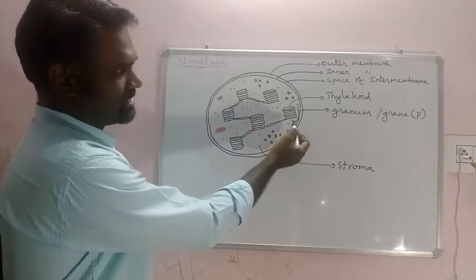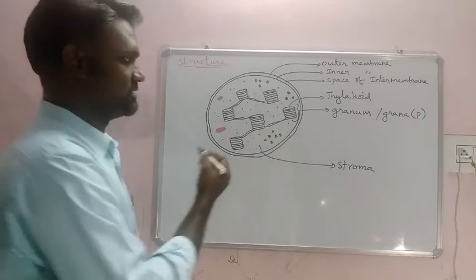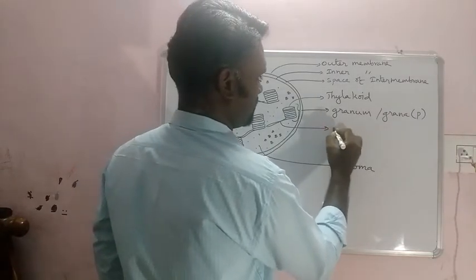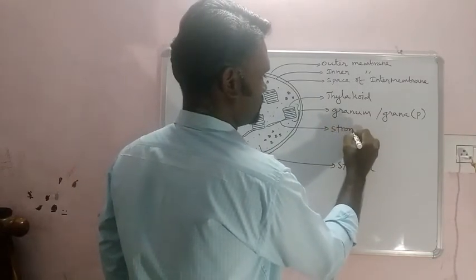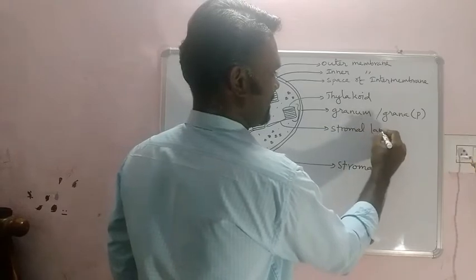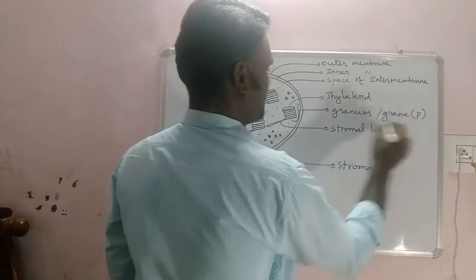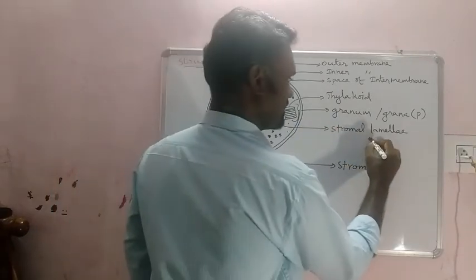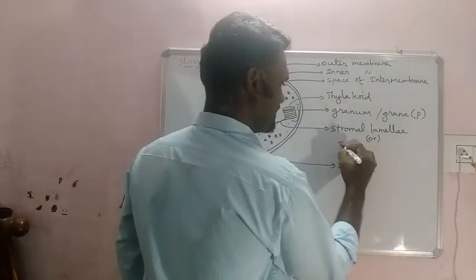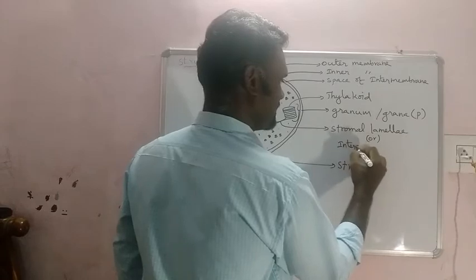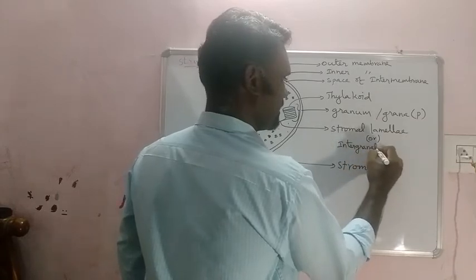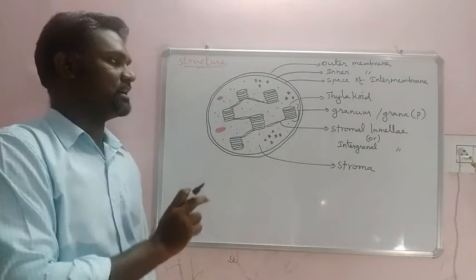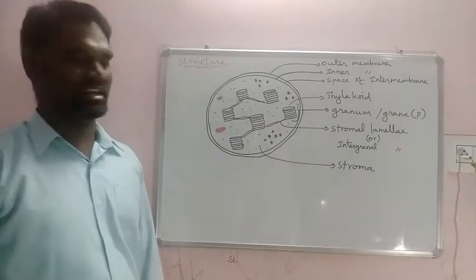Now, apart from that, see this area. Each granum is connected by this. This is called stromal lamellae. Whatever the structure is, we can call it stromal lamellae. Otherwise, look at the word intergranal lamellae also. Intergranal, because between the granum it is available, no? So intergranal lamellae over there.